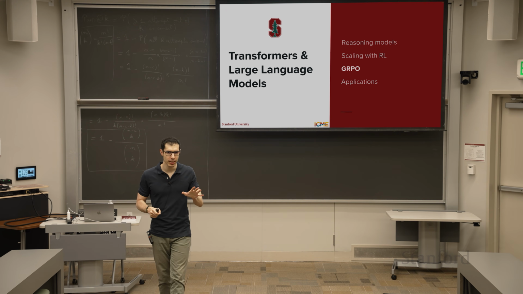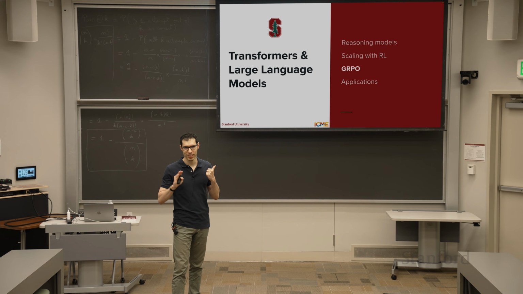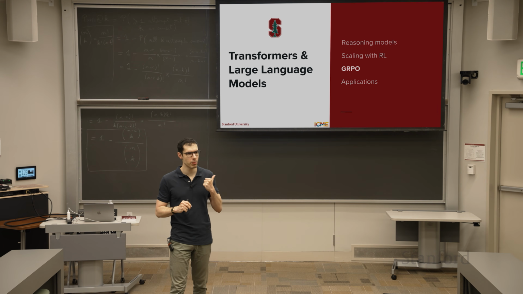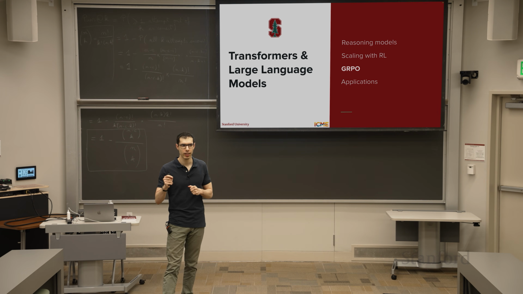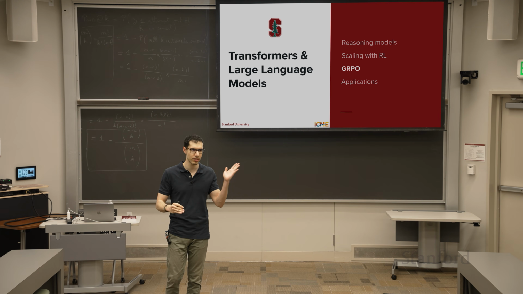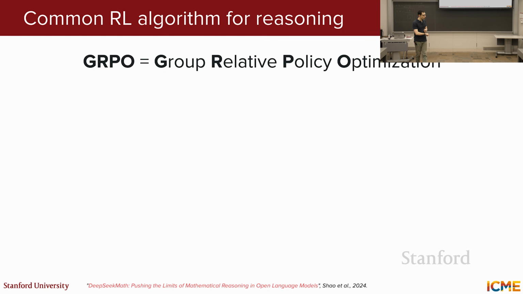So now we're going to see the algorithm that we use to perform that RL step. You may have heard this acronym a lot. This algorithm that we will see is called GRPO. GRPO was released in 2024, and it has been the go-to RL algorithm for these reasoning training tasks. So what is GRPO? GRPO stands for Group Relative Policy Optimization.